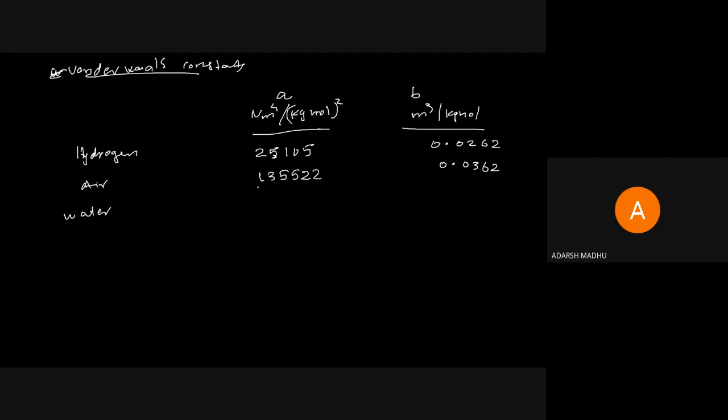Water is given as 551130 newton meter raised to 4 per kilogram mole square, and the B value as 0.0300. And last, oxygen is given as 139250 as the A value and 0.0314 meter cube per kilogram mole as the B value. These Van der Waals constants A and B are given in your textbook.